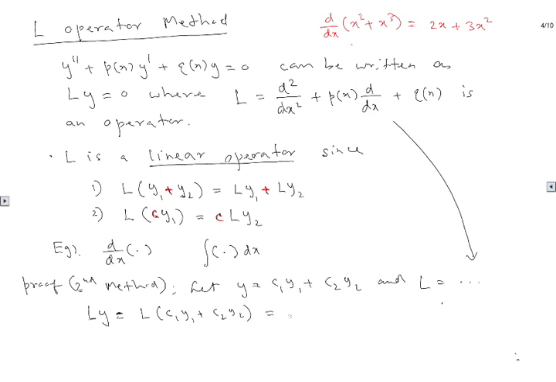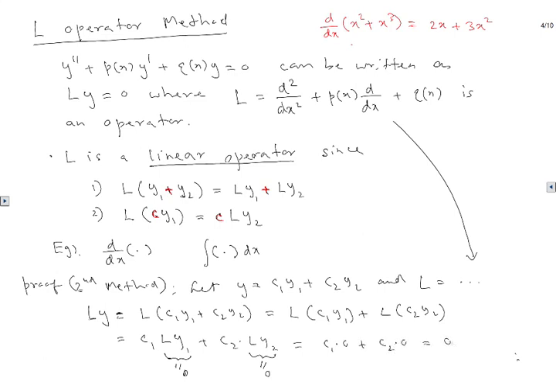This is a linear operator, therefore we can break it into two: L of C1 y1 plus C2 y2 becomes L of C1 y1 plus L of C2 y2. Now using the second condition, we can pull the C1 out. So we get C1 L y1 plus C2 L y2. But we know that L y1 equals 0 because y1 is a solution, and this is also 0. So you get C1 times 0 plus C2 times 0, which is 0. That's how you use the L operators to prove the result.